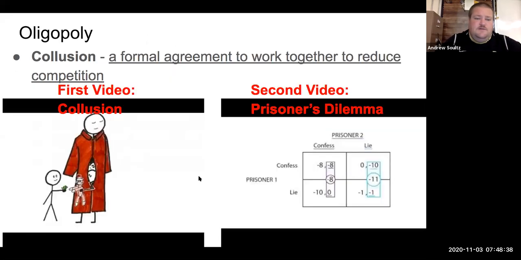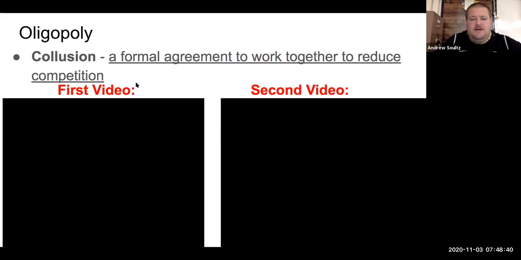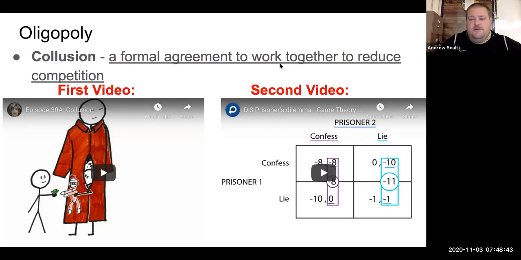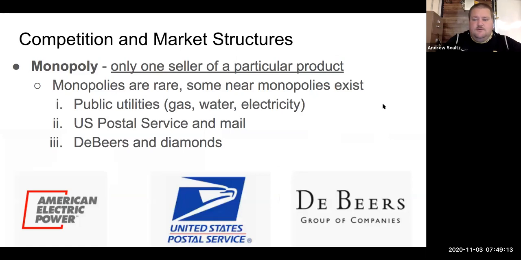And so it's easier for those firms to collude. And what I mean by collusion is a formal agreement to work together to reduce competition. And so this could easily happen in an oligopoly. And this is something that is not good for competition. If firms are getting together to set prices or to work together, think about who businesses and firms are working against at that point. Well, they're working against consumers. And so these firms would band together to try to charge a higher price or act in some other way that would not be a benefit to consumers.